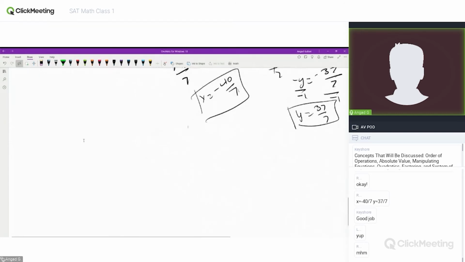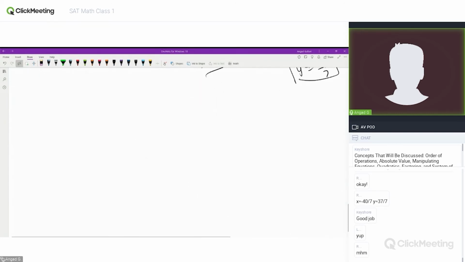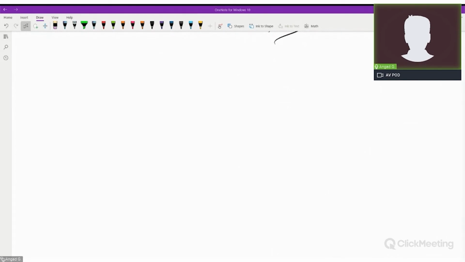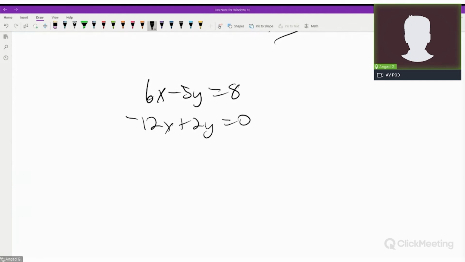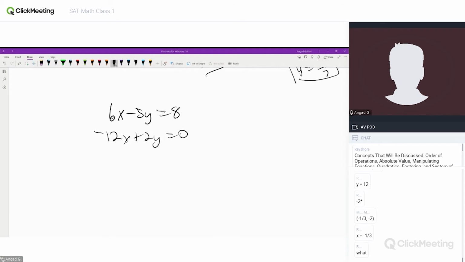All right, cool. So I'm going to give you guys one more problem. It's going to be 6x minus 5y is equal to 8, and negative 12x plus 2y is equal to 0. I want you guys to try to figure this out and tell me the answers in the chat. Yep, everyone's doing well. All right, so let's do this.